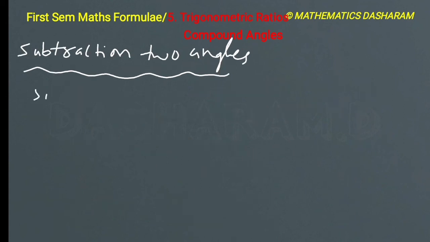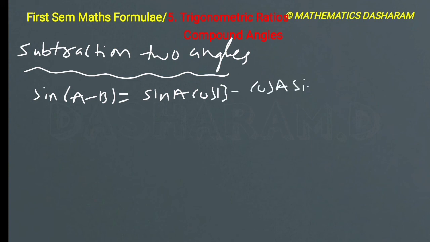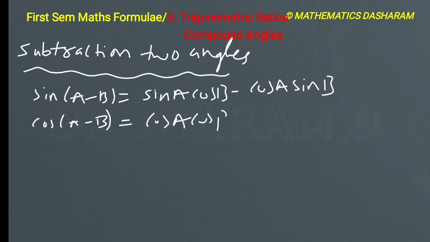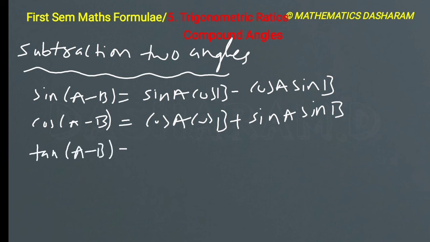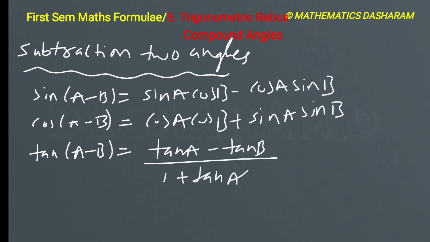Next is subtraction of two angles. So that is sin of A minus B equals sin A cos B minus cos A sin B. Next, cos of A minus B equals cos A cos B plus sin A sin B. Next, tan of A minus B equals tan A minus tan B divided by 1 plus tan A into tan B.